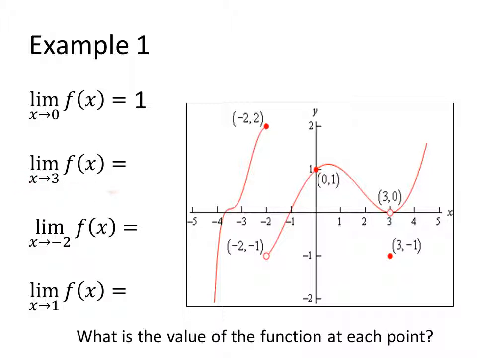For the second one, the limit as x approaches 3, from the left-hand side, it looks like we're getting close to 0. And from the right-hand side, it looks like the y value is also getting close to 0. So therefore, the limit as x approaches 3 is 0. Notice that it doesn't matter that the function is defined as -1 at 3.